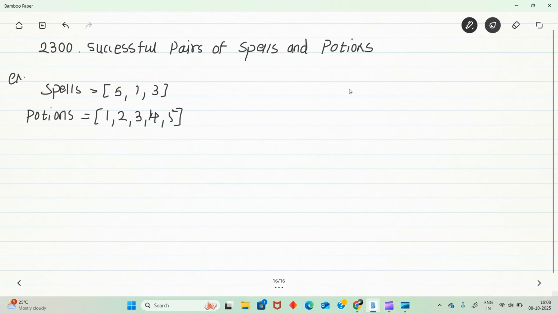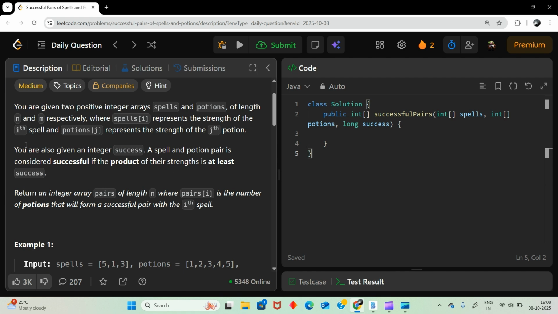That means what? spells[i], the strength of the spell, times potions[j], the strength of the jth potion, should be greater than or equal to success. That is what is given in the question. So this is given. Now let's see what else is written. It means a pair is successful if the product of their strength is at least success.